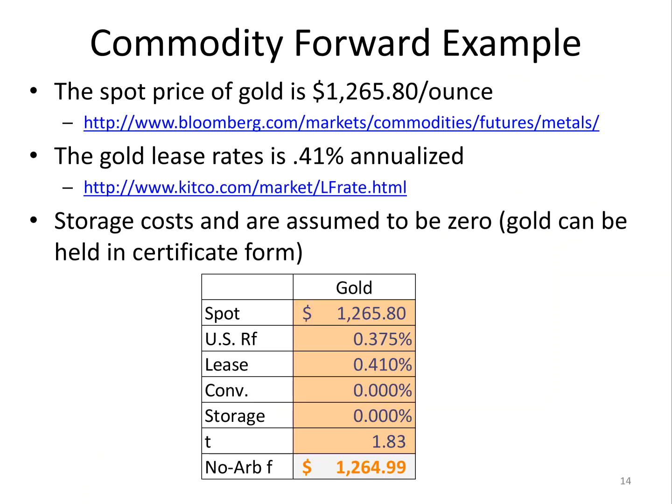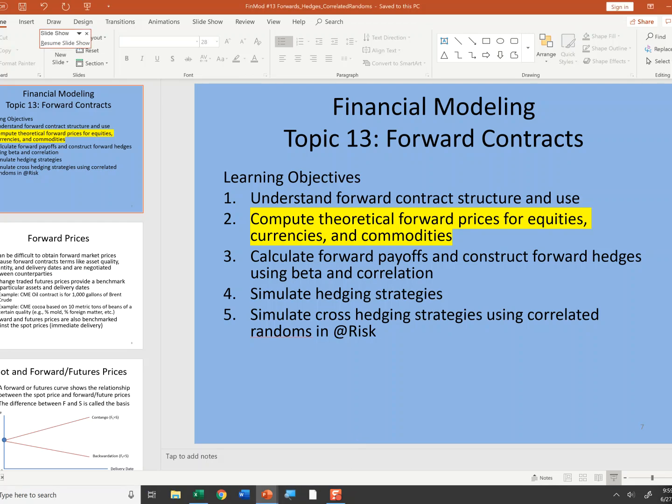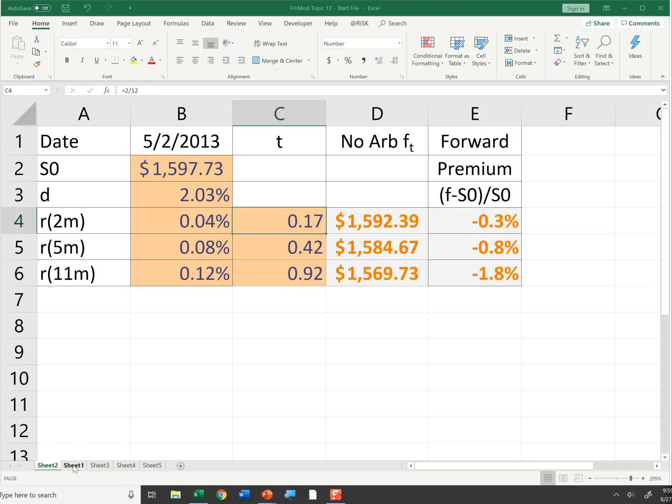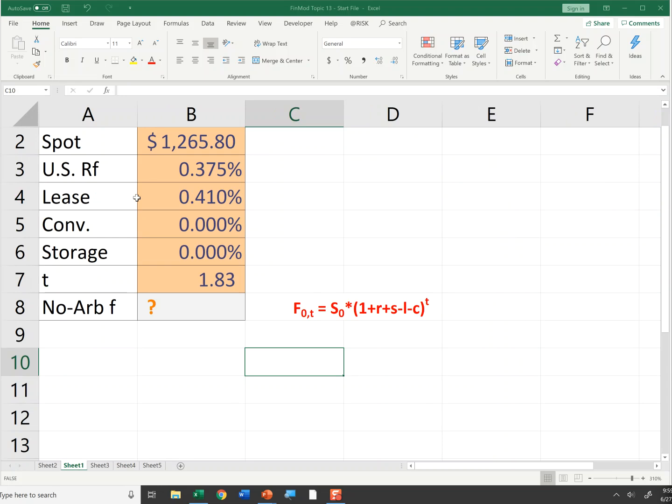So we'll look at a little example here. I'll look at gold, and I'm going to go to my spreadsheet, and I have the current spot price of gold. We're looking at a 1.8-year contract. I was looking on Chicago Mercantile Exchange. At that point in time, the interest rate was 37.5 basis points, or 0.375%. I looked up the lease rate for gold was 41 basis points a year.